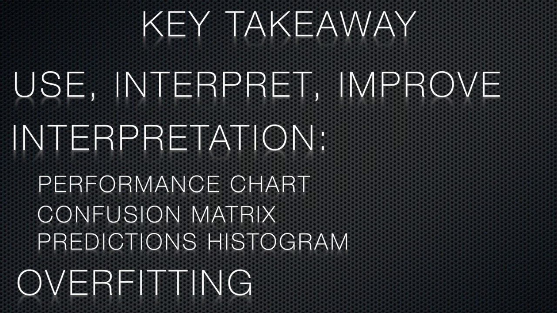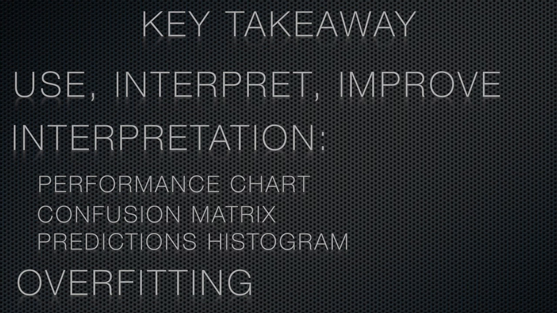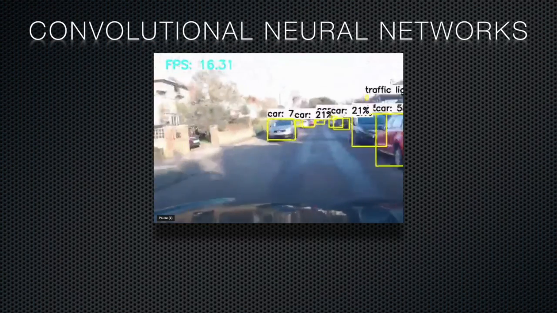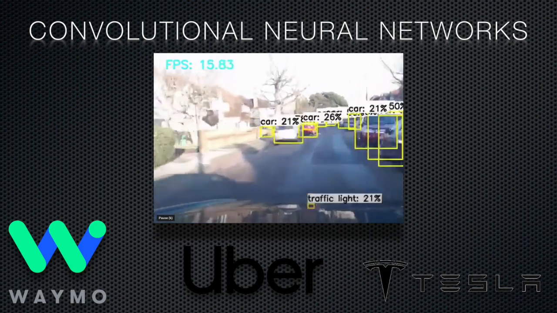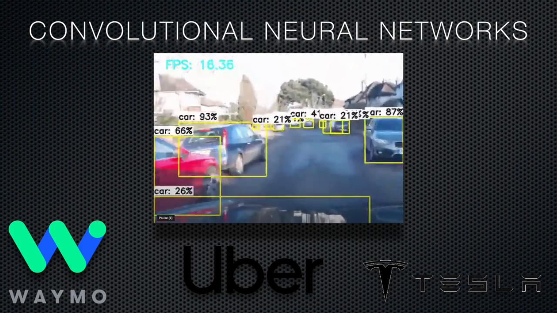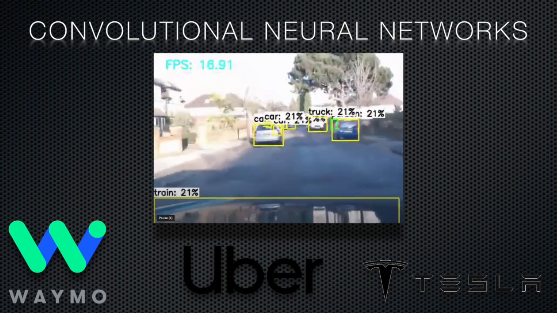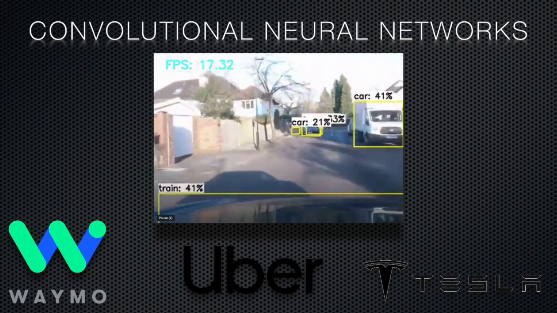Please join me in the next video where we take a big leap in sophistication and discuss convolutional neural networks. These networks help power some of the advanced AI at firms like Waymo, Uber, and Tesla for their driverless car programs. The next video will give you a solid foundation in how these networks are built and used.